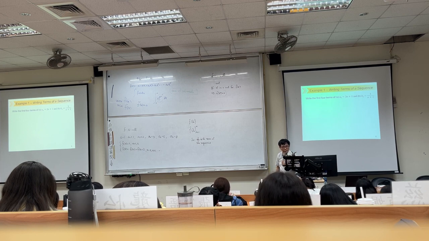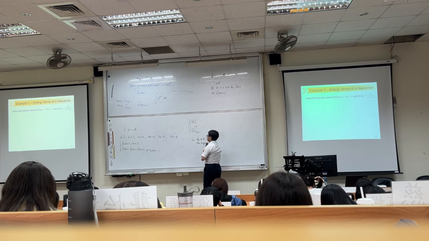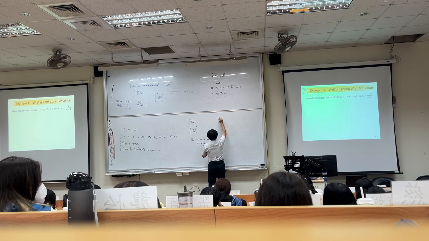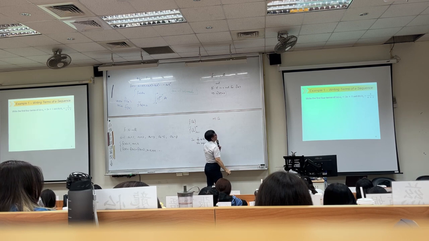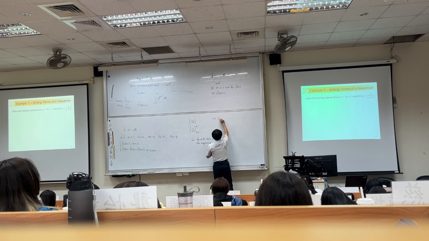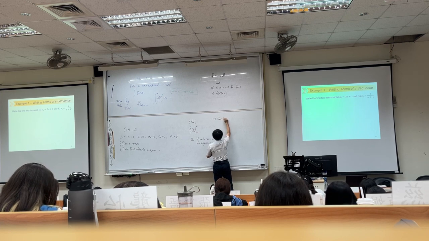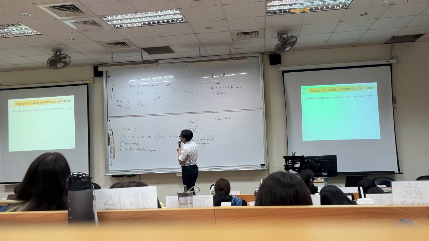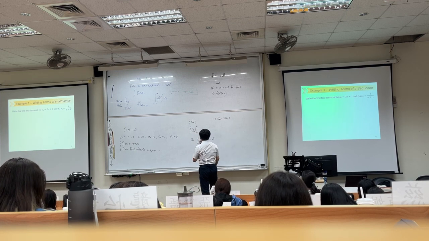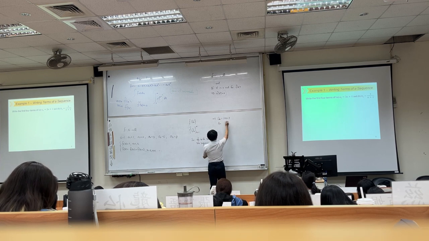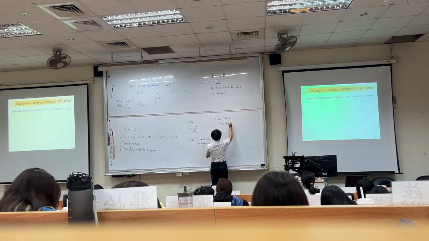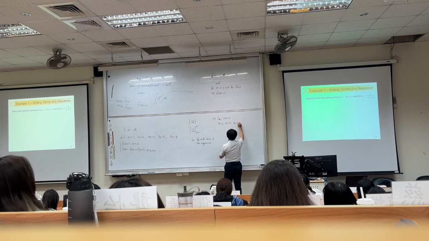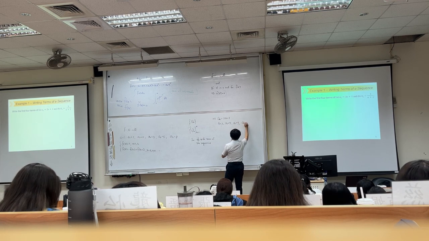And for instance, the first one is a_n equal to 2n plus 1. I want to write out the first 4 terms. So a1 equal to 3, a2 equal to 5, a3 is equal to 7, a4 equal to 9.